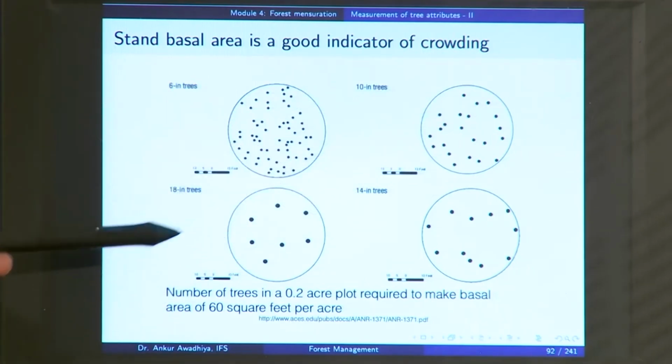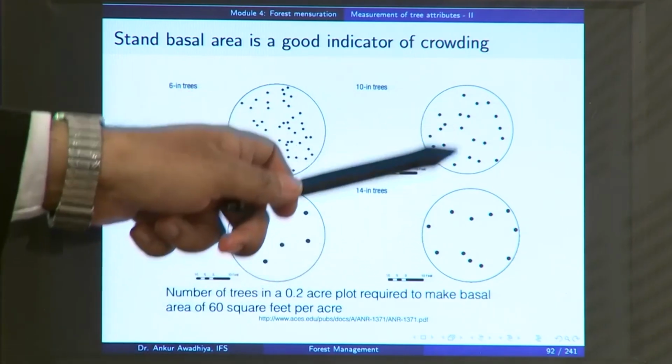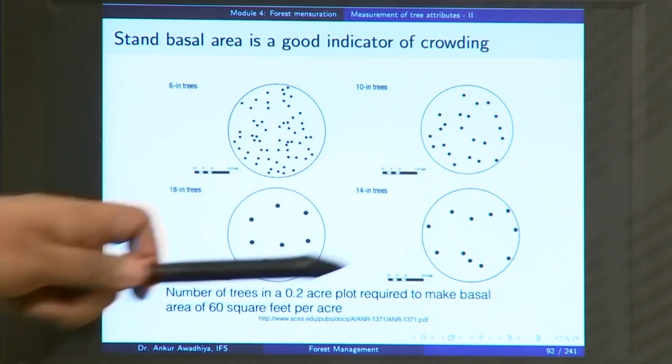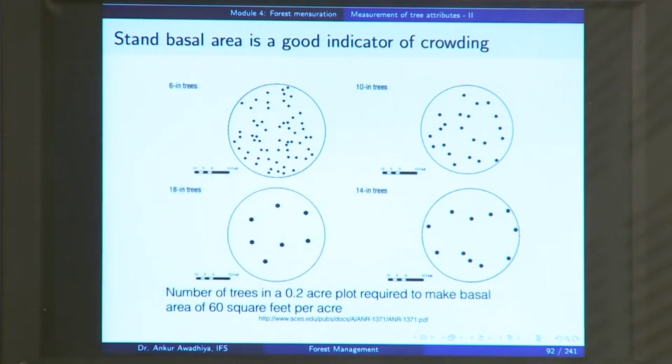If you increase it further to 14-inch trees, the number of trees reduces further. If you increase it to 18 inch trees, the number of trees reduces further.